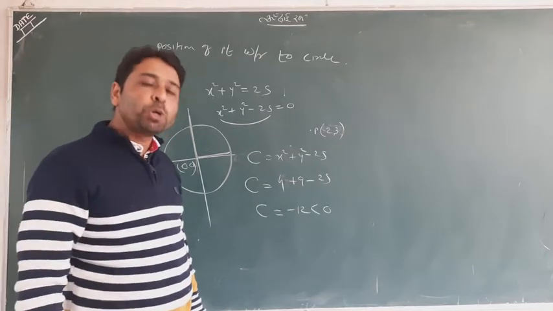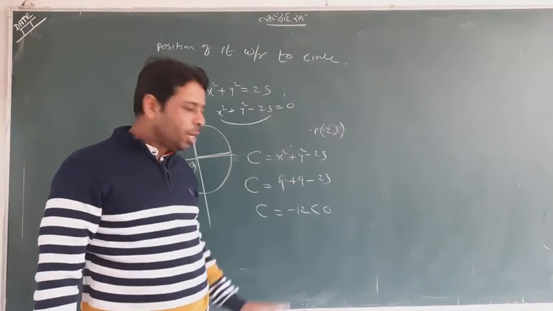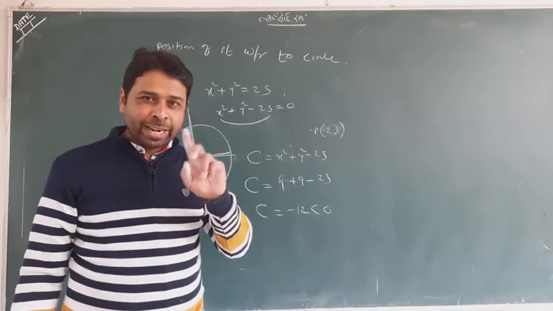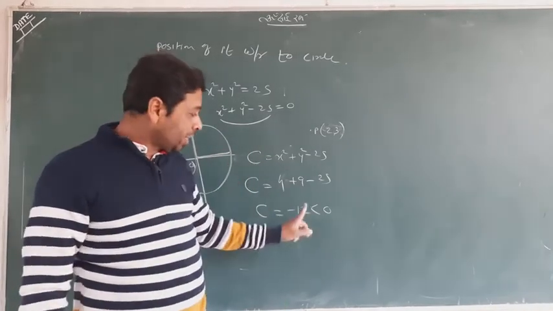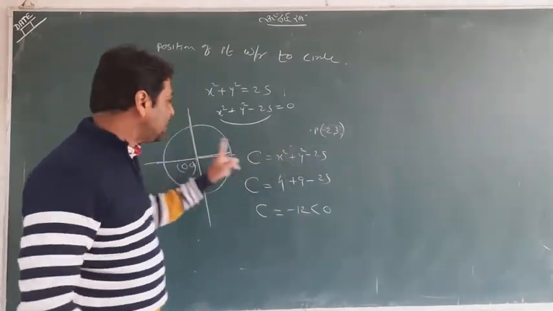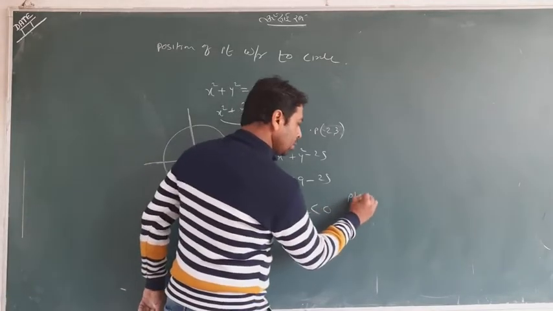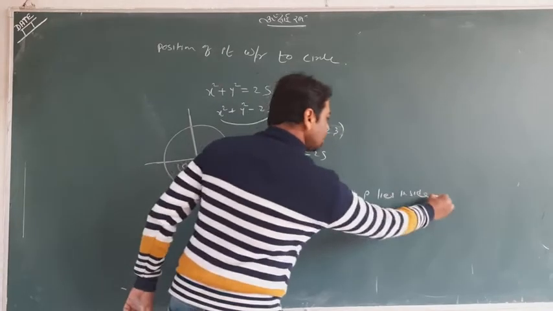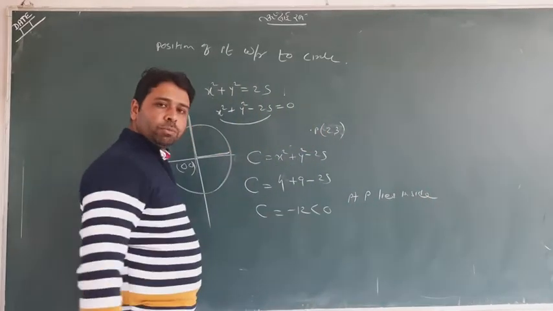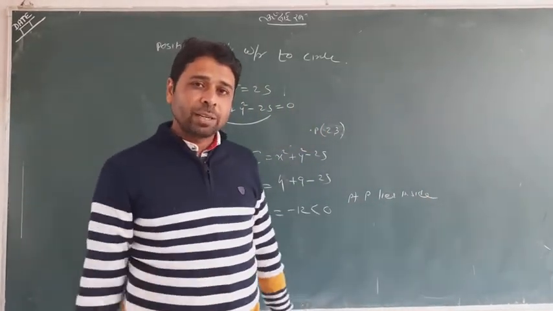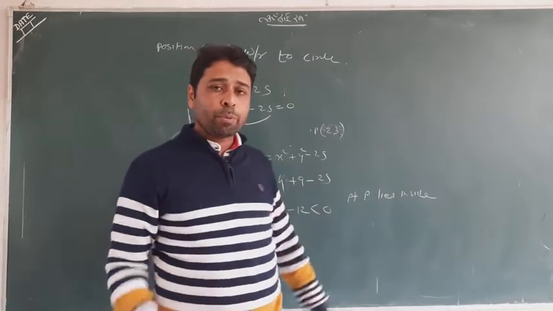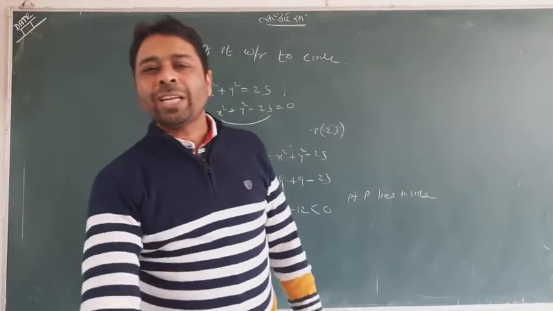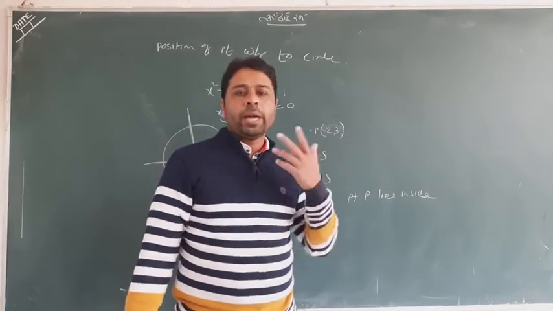After putting the values instead of x and y, you will get one numerical value, which will give 3 possibilities: negative, positive or 0. When it is negative, it means the point lies inside. Suppose it is coming positive, you will say the point lies outside. If it is coming 0, you will say the point lies on the circle. These are the 3 things. So you can check the last question by this method and get an answer.